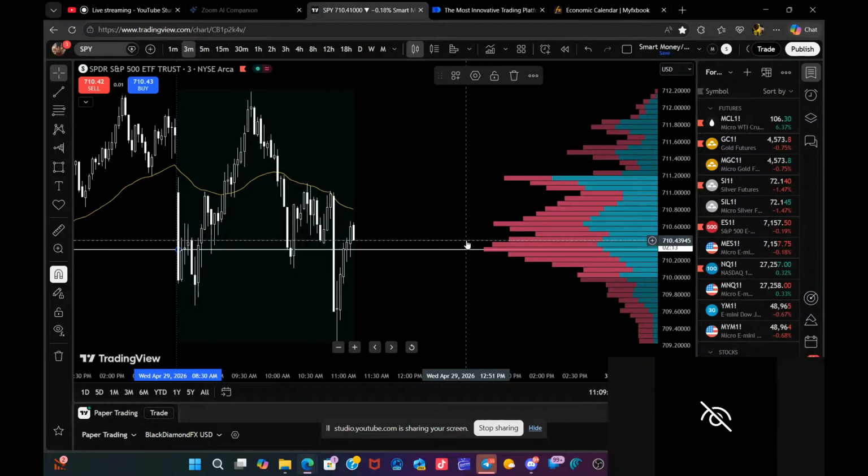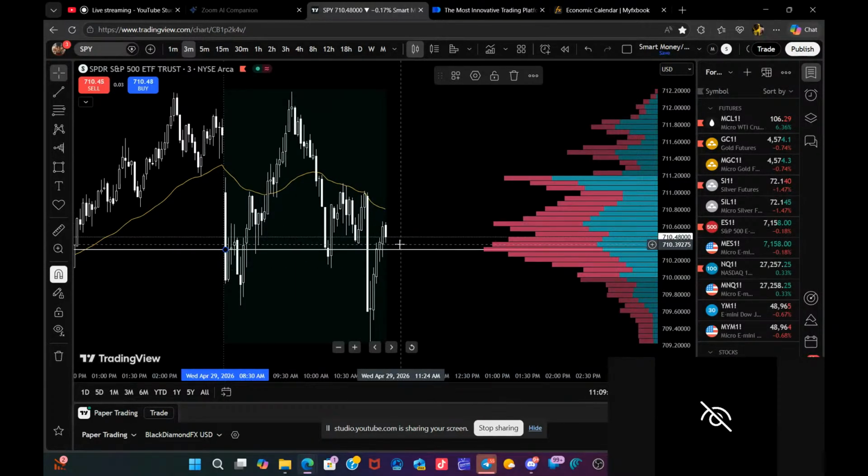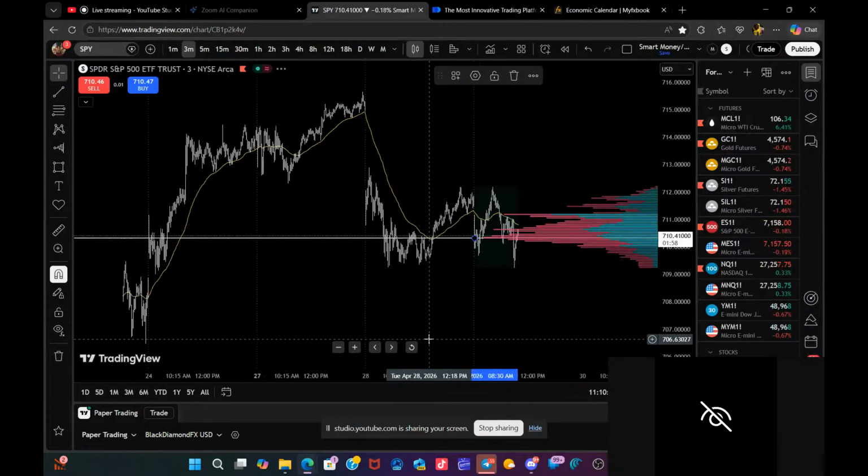All right. Now this one looks a little different, but you can see supply right back up to it. We broke structure here. We got fair value coming down. I'm telling you, it's going to come down.